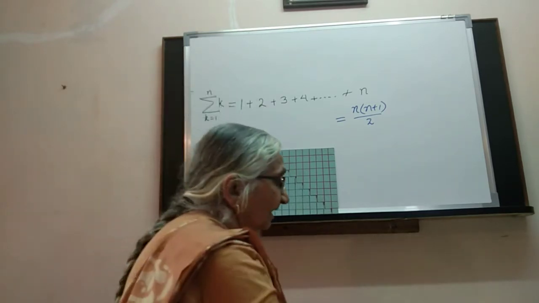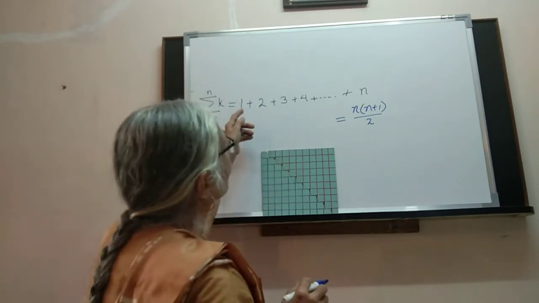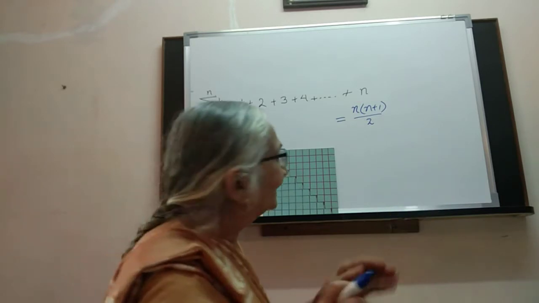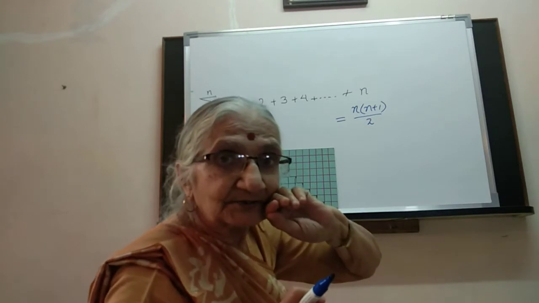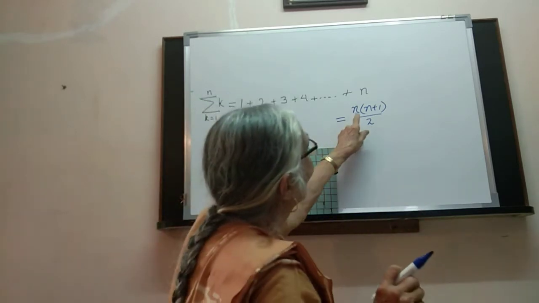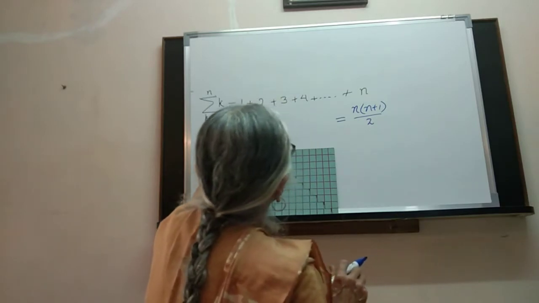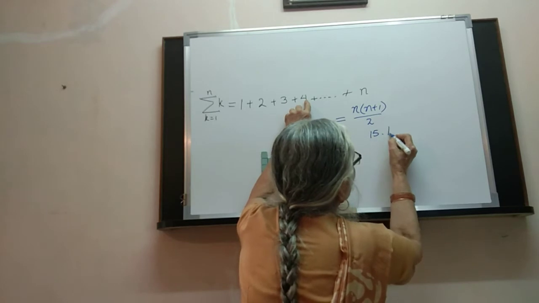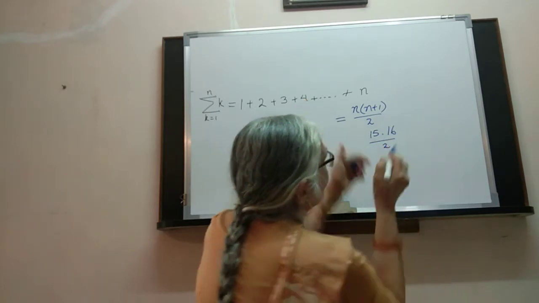Now, how do we use it? Well, suppose I want the sum of 1 plus 2 plus 3 up to 15. Now one thing that may worry us is that there is divide by 2. Will we always be able to divide by 2? Yes. Because either n or n plus 1 has to be even. So if we take say up to 15, our sum will be 15 into 16 upon 2. So that will be 15 into 8 upon 2.